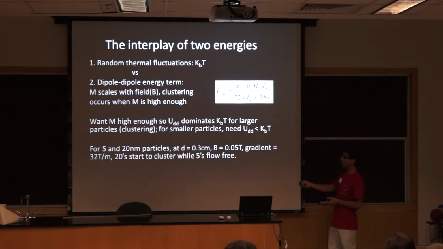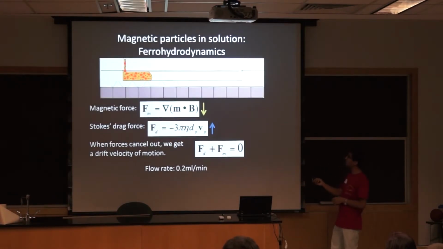And for a 5 and 20 nanometer particle mixture, this is an experimental parameter, we found that we should be at a height of 0.3 centimeters, and the speed and gradient should be this high, where we can see the 20 nanometers starting to cluster and the 5s starting to flow free.